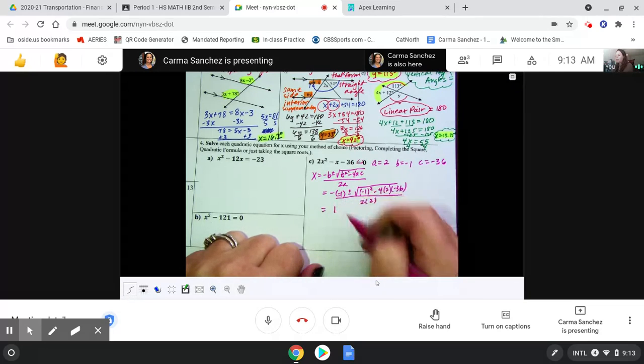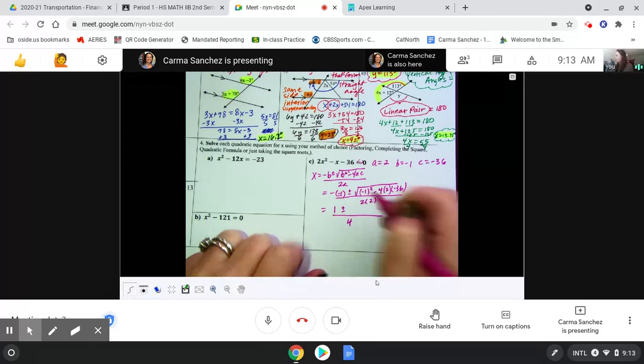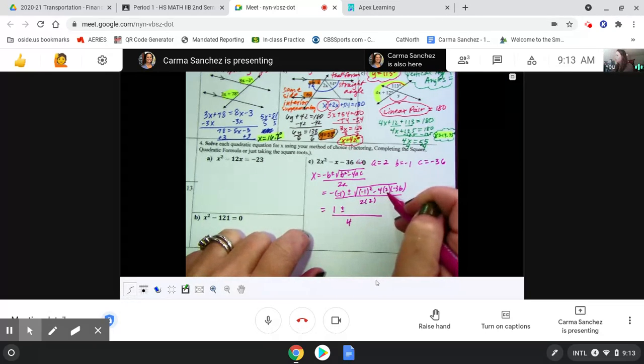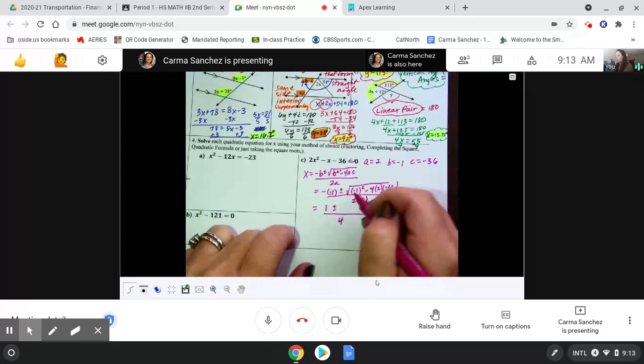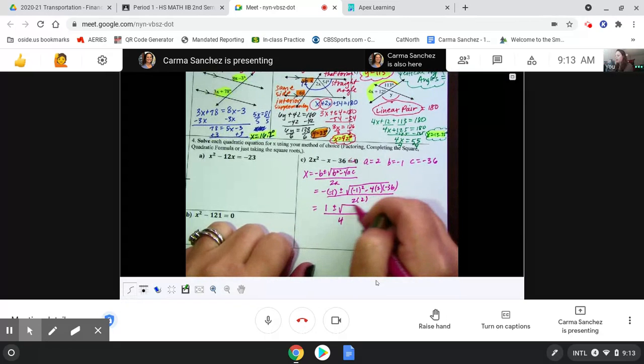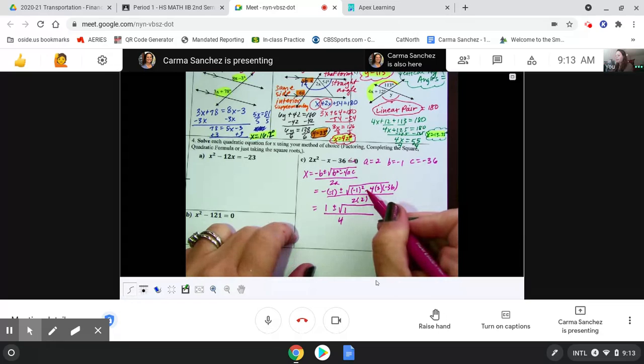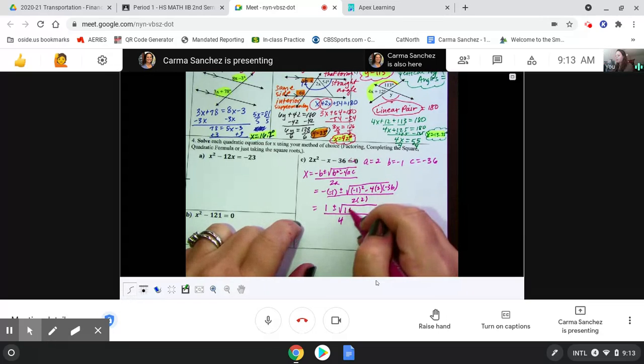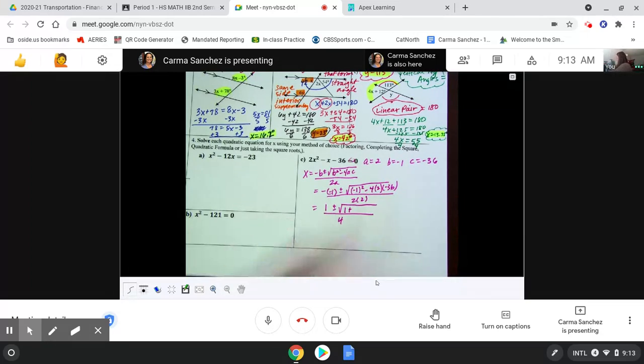Negative 1 in the front becomes a 1. On the bottom becomes a 4. And now we're just simplifying this square root, the discriminant. So 1 squared is 1. And here I have a negative times a negative, so this is going to be positive 8 times 36. And I can't do that one in my head. I need to go grab a calculator. 8 times 36. It gives me 288.